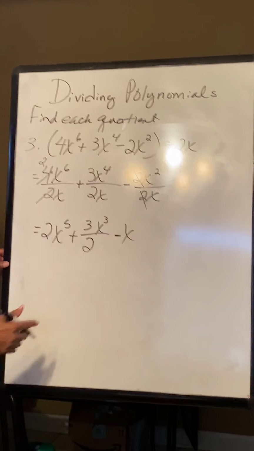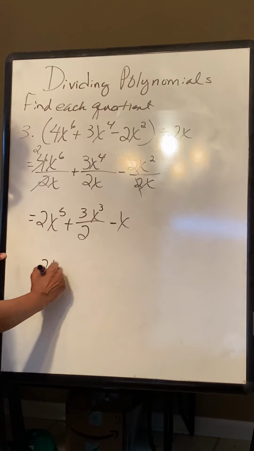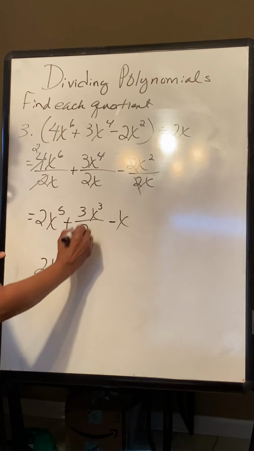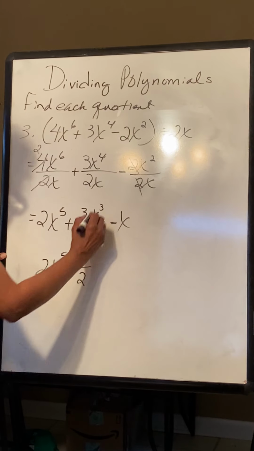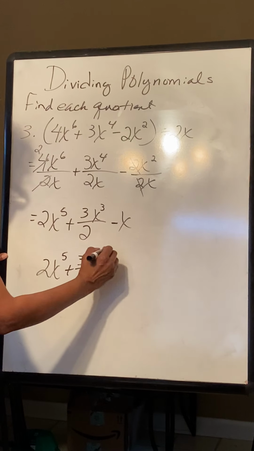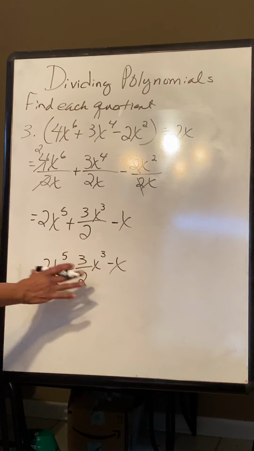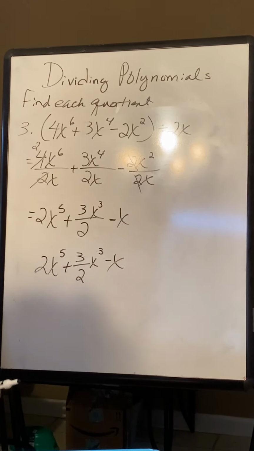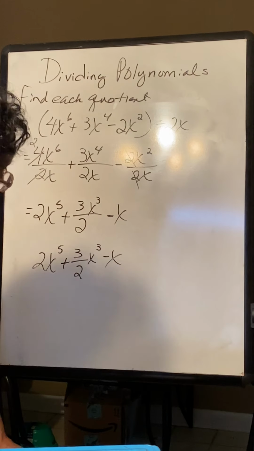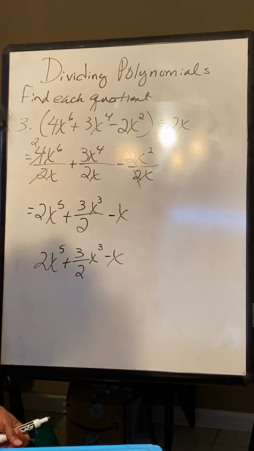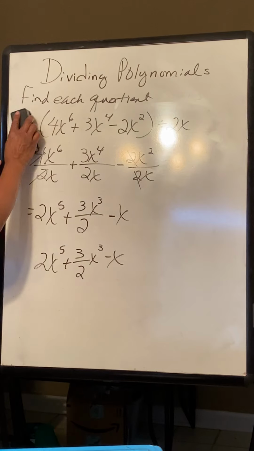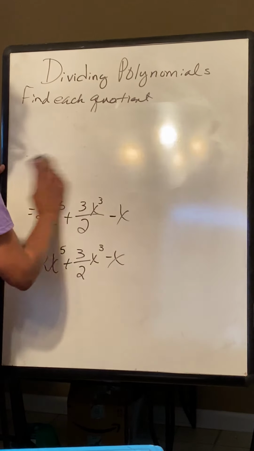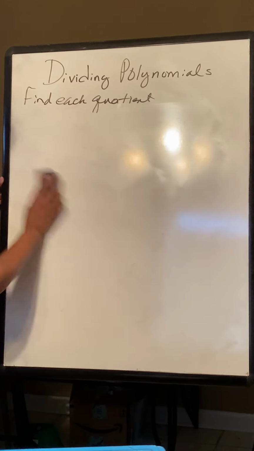So you may see it written like that, or you may see the answer written like this. I could write that 3 halves and put that x cubed level with the fraction bar. Either way would be okay. So we have divided a polynomial by a monomial. Now let's divide a polynomial by a binomial.